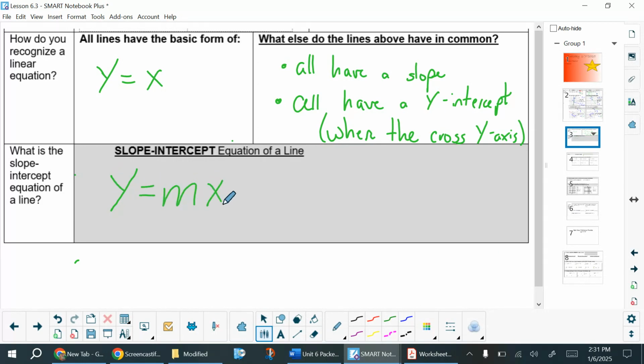So the equation of a line that we're going to use is called the slope-intercept equation of a line, and it looks like this: y equals mx plus b. And in this equation, the m, just like we've used m for slope before, is the slope of the line. You've started to notice that that number in front of the x, the coefficient of the x, is the slope, and the b is our y-intercept.